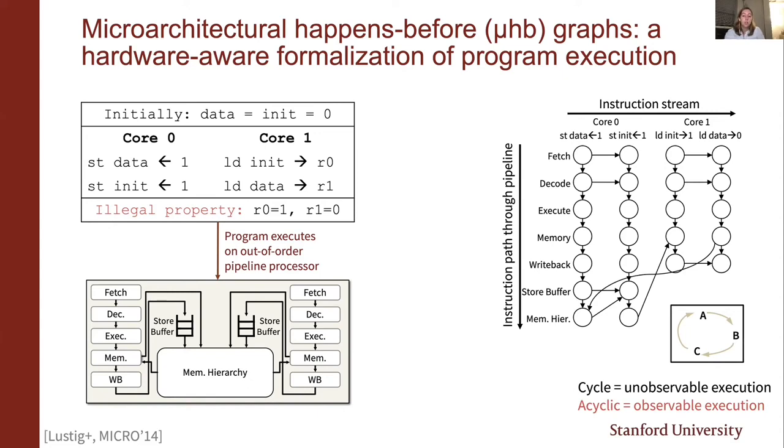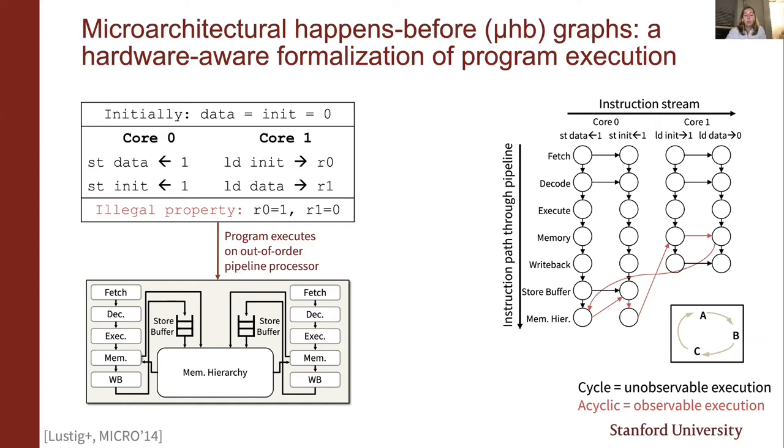If we wanted to forbid this behavior in hardware, we could do so by changing the design in a way that orders the execution of loads. This would add a new edge, the new red edge, to the happens before graph and render the execution unobservable, as illustrated by the presence of a cycle highlighted in red.